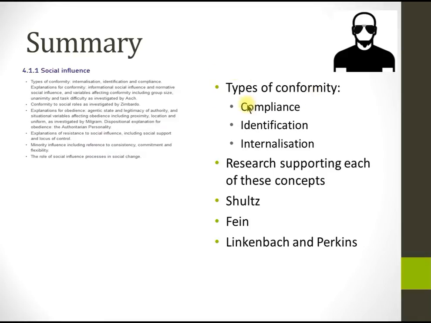So we've looked at types of conformity: compliance, identification, internalization. You need to know each of these. You need to know the difference between normative and informational social influence. I didn't put them here, sorry. And the key research, which in this case is Schultz, Fine, and Lincoln, Back and Perkins. You have to know Asch. He's actually mentioned in the spec, but you need to know him in such detail that I think we'll spend a bit of time going through Asch's study with a fine-tooth comb.